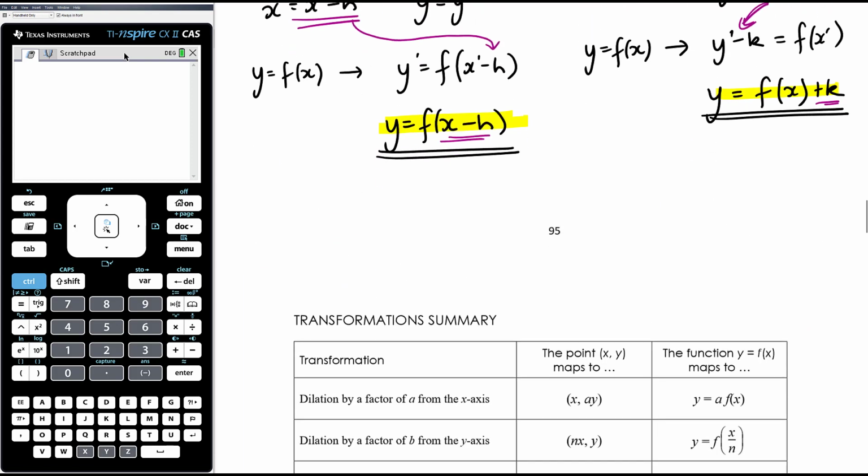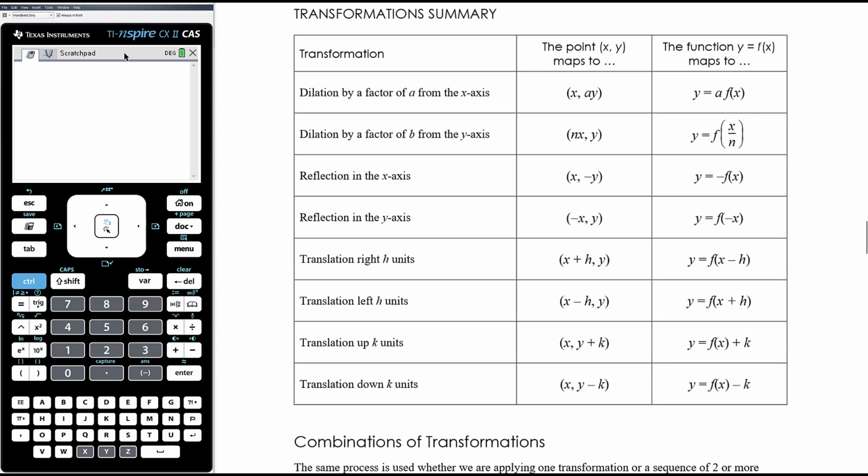Okay. So generally speaking, here is a summary of all our transformations. If we are dilating by a factor of a from the x-axis, we're multiplying all the y coordinates by a. That's what happens to every point. And when we apply that into the function, we end up with y equals a times f of x. When we're dilating by a factor of, sorry, that's inconsistent, let's make that n. When we're dilating by a factor of n from the y-axis, we're multiplying all of the x values by n, and when we apply that into the function, it looks like y equals f of x on n. Okay, and we can see that consistently.